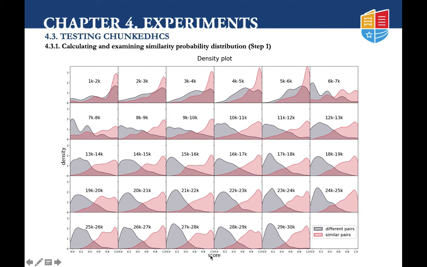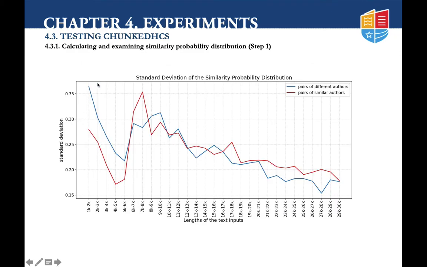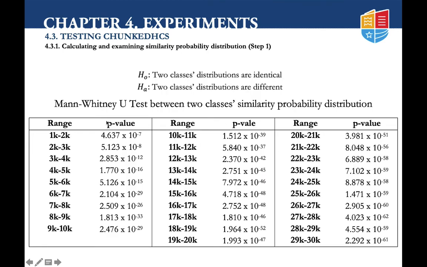Sorry, for this one, it should be the similarity probability, not the score here. I'm sorry about that. The distribution of the similar pairs is in red, and the distribution of the different pairs is in gray. Those two distributions for each interval get more and more distinct, more clear, well defined and well separated as the text gets longer, and the spread of the distribution gets smaller. The two distributions are actually different from each other, as shown by performing the Mann-Whitney U test between the two classes' similarity distributions, because all of the p-values are significantly low.